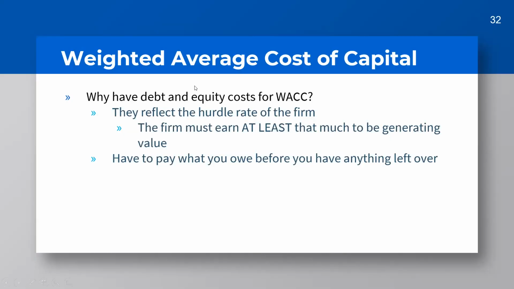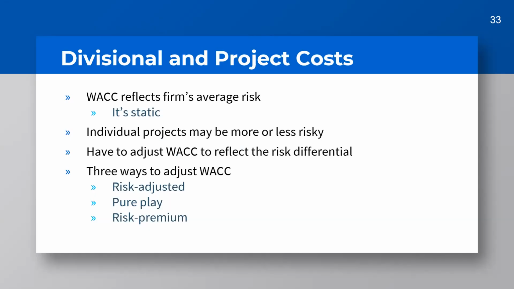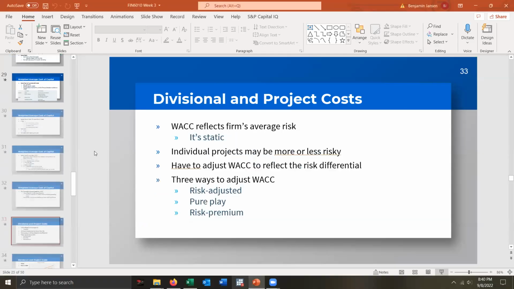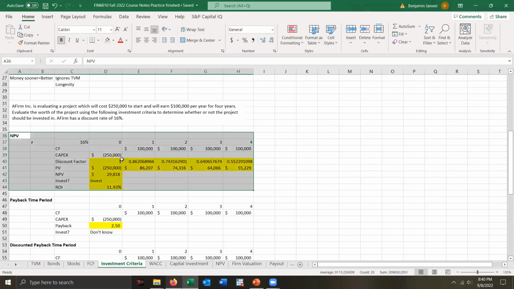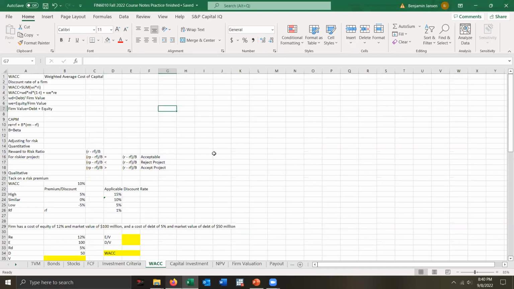Okay. So why are we using debt and equity? Again, it's the hurdle rates for the company, so they have to pay back their creditors. They have to generate value for shareholders, right? We have to pay at least that much before we start getting residual value available to the overall company. All right, so before we get into that, let's do an example here for WACC.